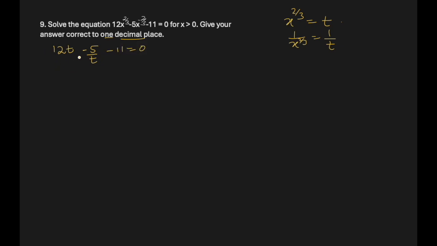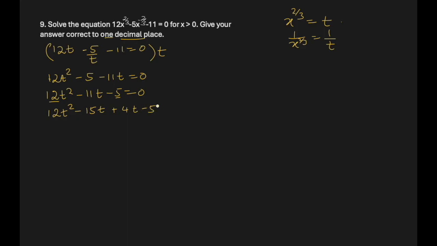And now we'll solve it. First, we multiply the whole equation by t, so that this t is taken care of. So t times 12t is 12t square, minus 5, minus 11t equal to 0, because this t got cancelled and t multiplied with 11. So our quadratic equation now is 12t square minus 11t minus 5 equal to 0. Now can I split the middle term? 12 times 5 is 60, and 60 is also 15 times 4. So we can write 12t square minus 15t plus 4t minus 5 equal to 0.